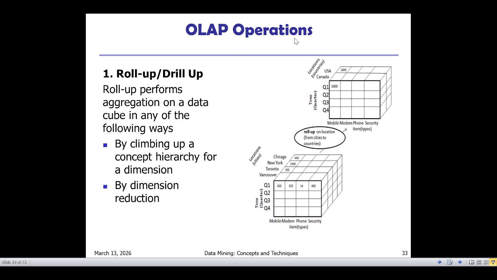This is the explanation of the same OLAP operations. First is roll up. As discussed, it can be performed in two ways. First is by climbing up the concept hierarchy, and second is by dimension reduction. So this is my original cube. When I'm applying roll up, my new cube looks like this. As you can see, I have reduced the dimension location here.